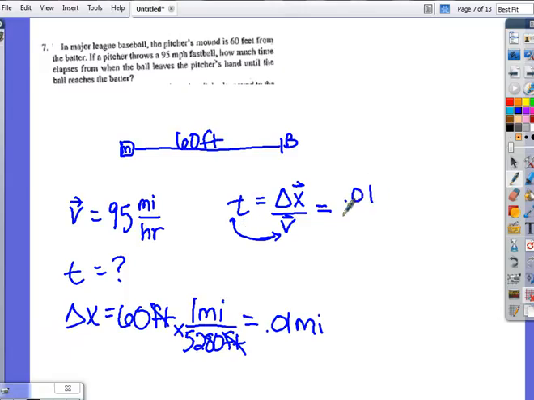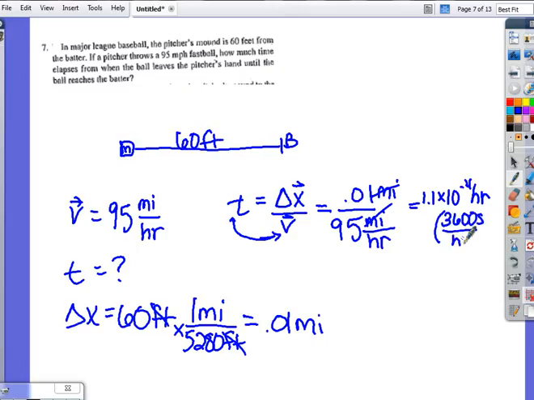So you have 0.01 miles over 95 miles per hour. The miles cancel, this hour goes on top, so we know our units are coming out right. That is 1.1 times 10 to the negative fourth hour. Now we want to make something that makes a little more sense. So I'm going to multiply that by the conversion factor of 3,600 seconds per hour. If I multiply those, these hours cancel, and my answer becomes a little more clear: t is equal to 0.4 seconds.